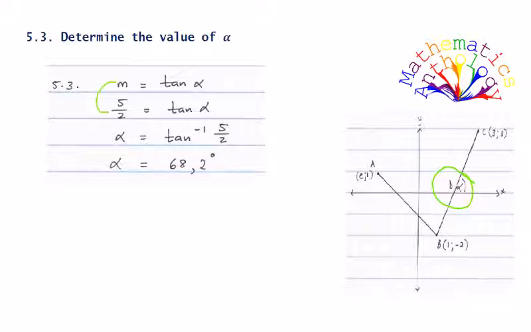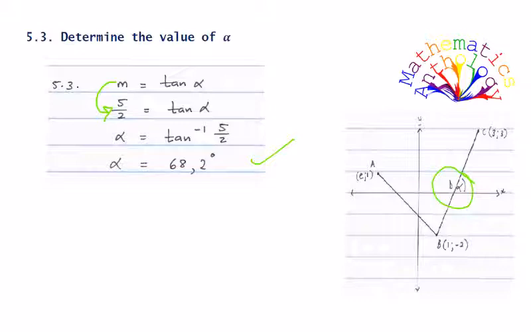5.3. Determine the value of alpha. If we look at our diagram, alpha is an angle that lies on the x-axis. It lies between the x-axis and line BC. So if we want to solve for alpha, which is the angle there, we're going to use the formula m is equal to tan theta. You'll find that formula on your data sheet as well.